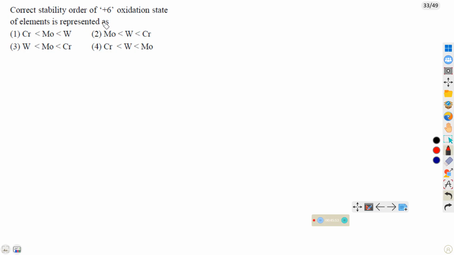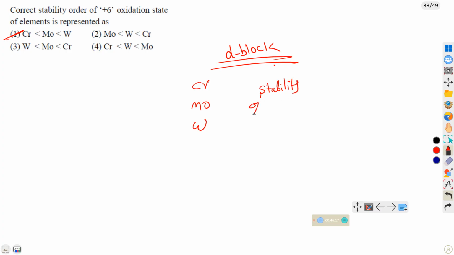Correct stability order of +6 oxidation state of elements is represented by first option. Because chromium, molybdenum, tungsten group elements, groups top to bottom, stability. I am talking in case of only d block, not in case of p block. Only d block. The stability of higher oxidation state increases.